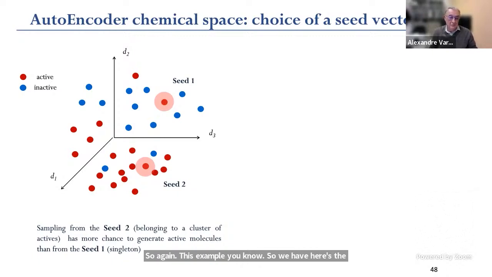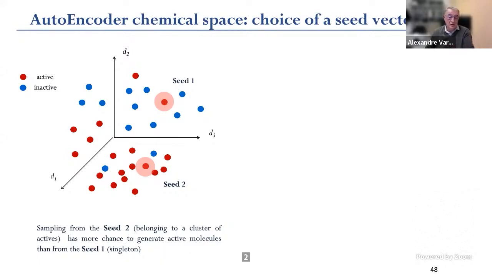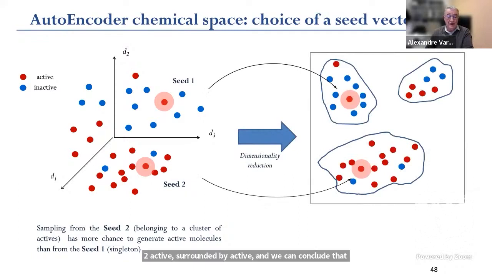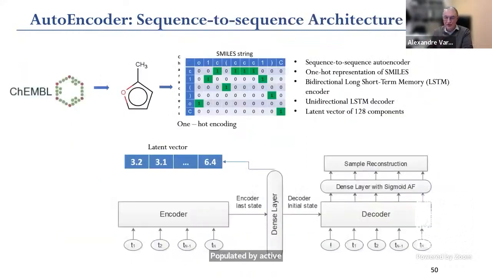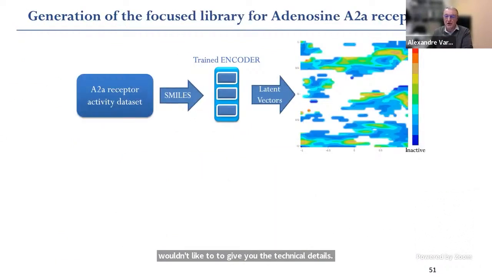In this example, we have the labels, actives and inactives, and we consider seed1, which is active but surrounded by inactives, and seed2, active and surrounded by actives. We can conclude that seed2 is more beneficial, but in order to identify it, we can use dimensionality reduction or GTMs, and then select a seed in the center of the area of the cluster on the GTM populated by active molecules. I wouldn't like to give you the technical details. They are on the slide and in our publication, but we just demonstrated how it works.